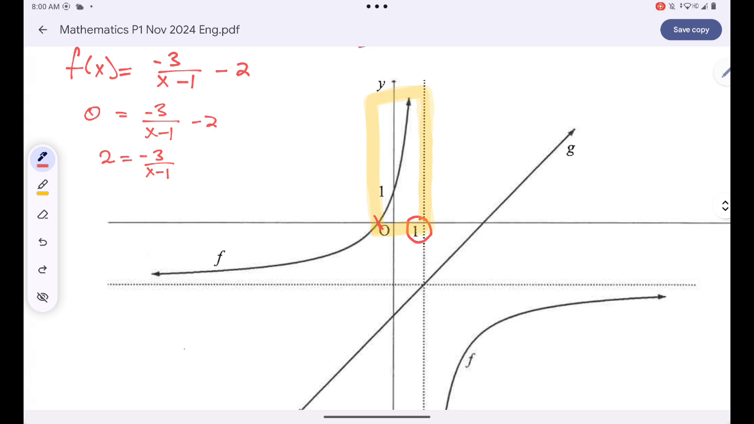And then I can just cross multiply. I will end up having 2x minus 2 is equal to negative 3. Then 2x is equal to negative 1. Therefore, x is just equal to negative half. So my x-intercept over there is negative half. So my graph, guys, is above the x-axis when x is between negative half and 1.